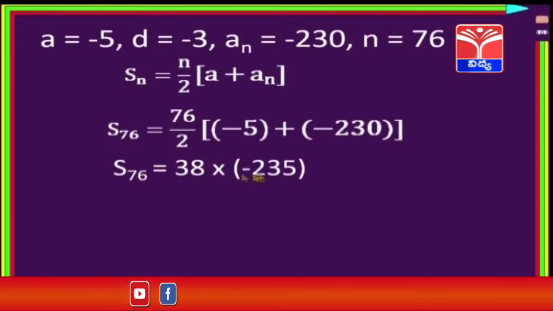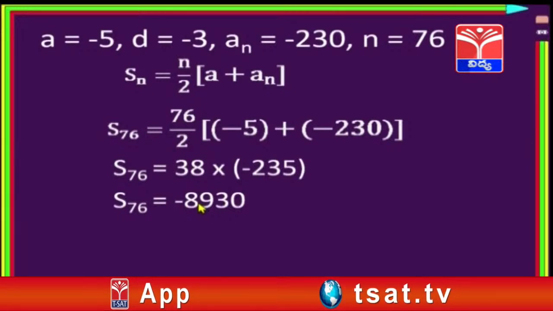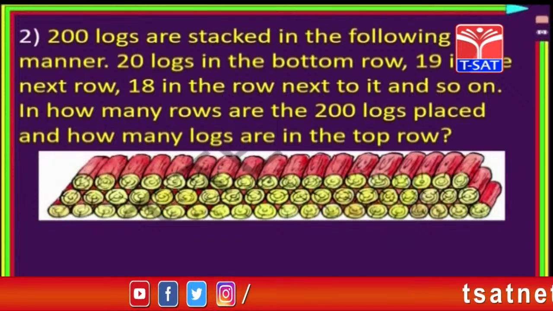So S76 is equal to 76 by 2, which gives 38, into (−5 − 230), which gives −235. So the product of these two terms is −8930. So this is the sum of the given expression. Okay, so by using the Sn formula we can find the sum of n terms of a given AP. Okay, next let us see, this is an interesting problem.